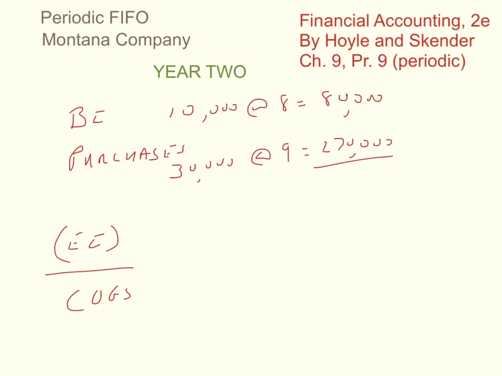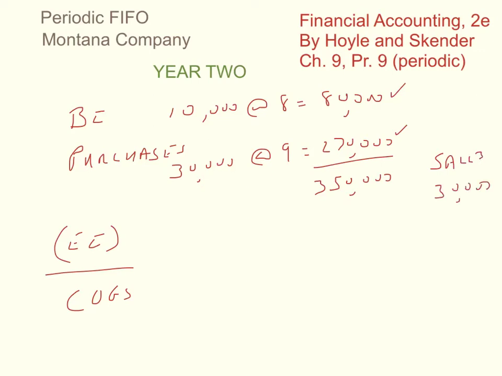$80,000 is your beginning inventory. $270,000 is your purchases. So therefore, the goods available for sale are $350,000. How many units did they sell? What were their sales? They sold 30,000 units during the year.